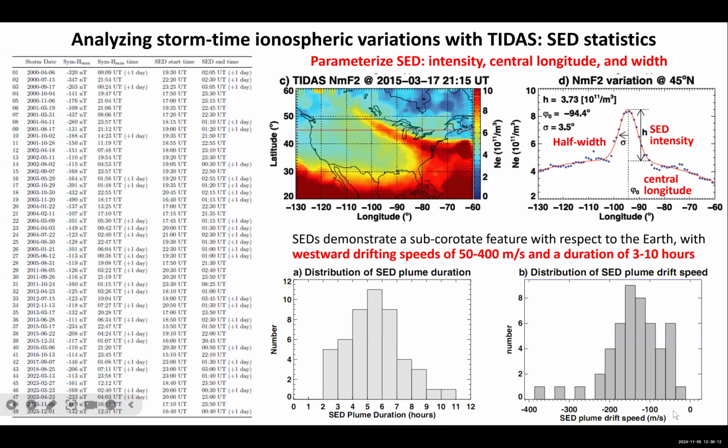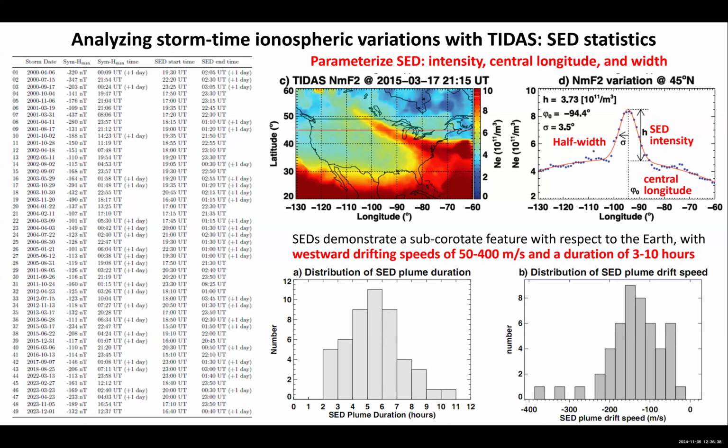And that's the drifting speed. We saw that the SED was drifting westward. It's about 50 to 400 meters per second. So we could either do case analysis using TIDAS, and we can also do a statistical analysis. So that's the storm studies using TIDAS.